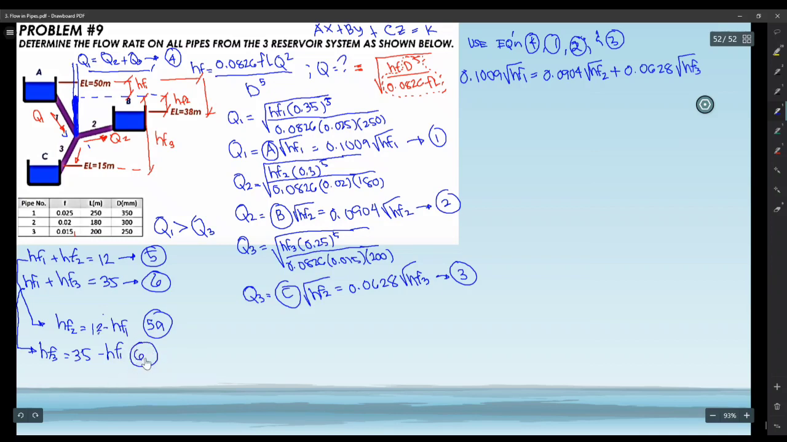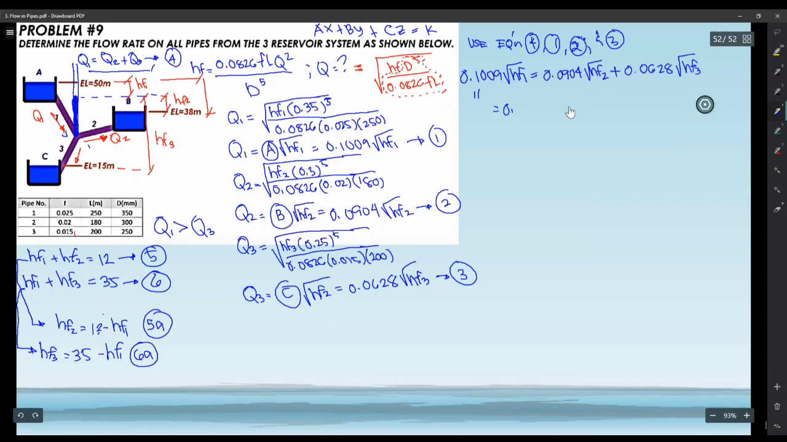So, I hope nagets niyo, medyo nakakalito lang talaga. Pero ang ginagamit lang naman dito is algebra, no? Kailangan mo lang ma-eliminate hanggang sa isang unknown lang. Elimination. So magiging 6A. And then, itong mga values na 'to, i-substitute natin dito. Parang unknown na lang natin is HF1. Okay? So copy lang natin 'to. So that is equals to 0.904.